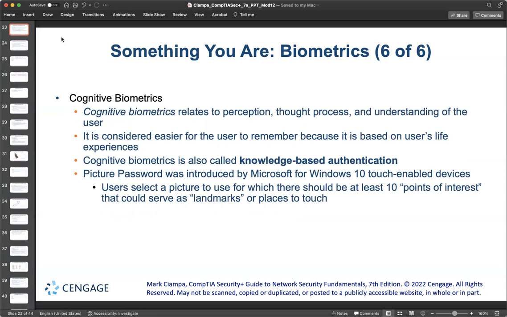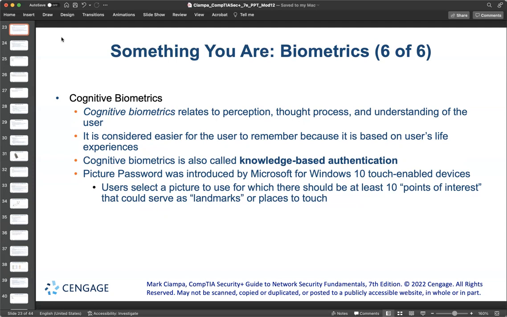We also have more advanced methods like cognitive biometrics, which relates to a perception, thought process, and understanding of a user, right? What you actually can do. Can you solve this mathematical problem? So maybe I can use it as a password because this is a mathematical problem that not everybody else can resolve, right? This is an extreme example, but that's just there for you to understand what we mean when we say cognitive biometrics.